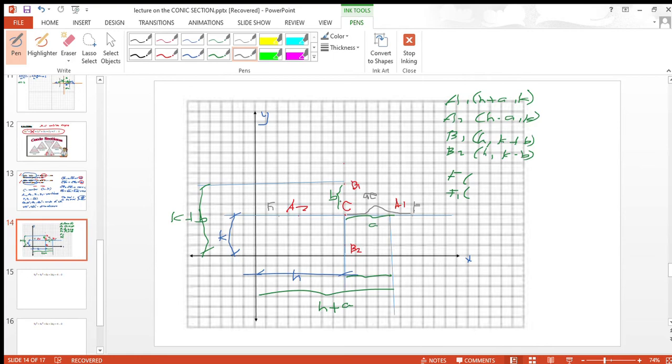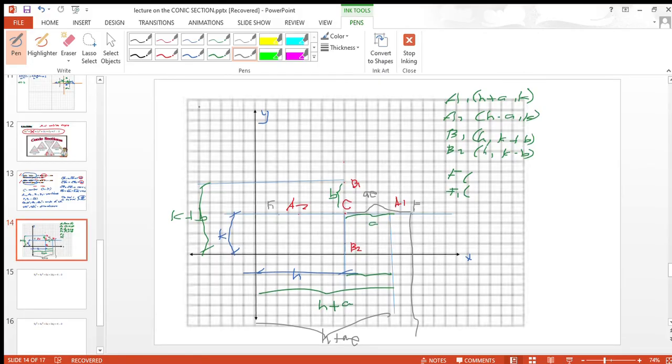Okay, and so if we will now look at the abscissa of F, it will be this entire thing here, which is H plus AE. So that's the abscissa of F. It will be H plus AE. F1 is to the left, H minus AE. And then for the ordinate, they lie on the same horizontal line with C, so they must have the same ordinate with C, which is K.